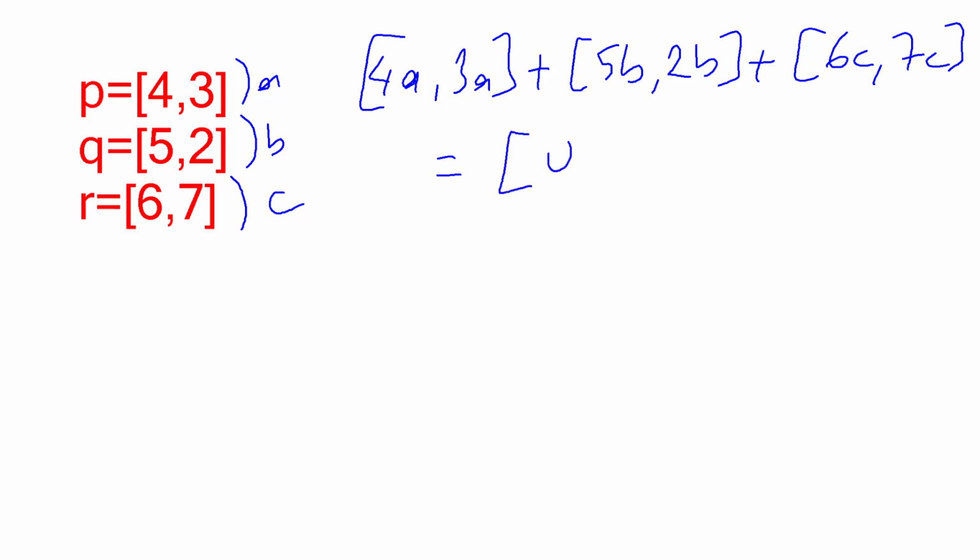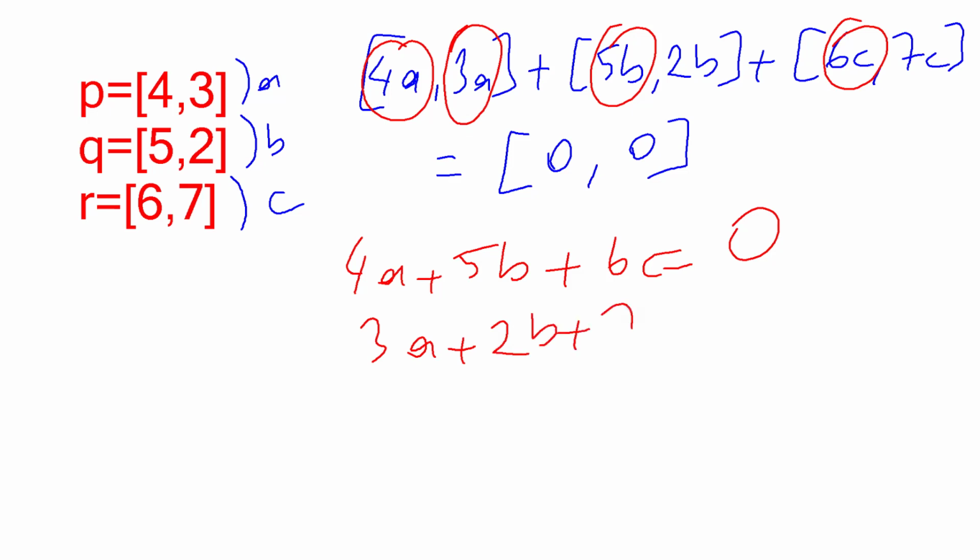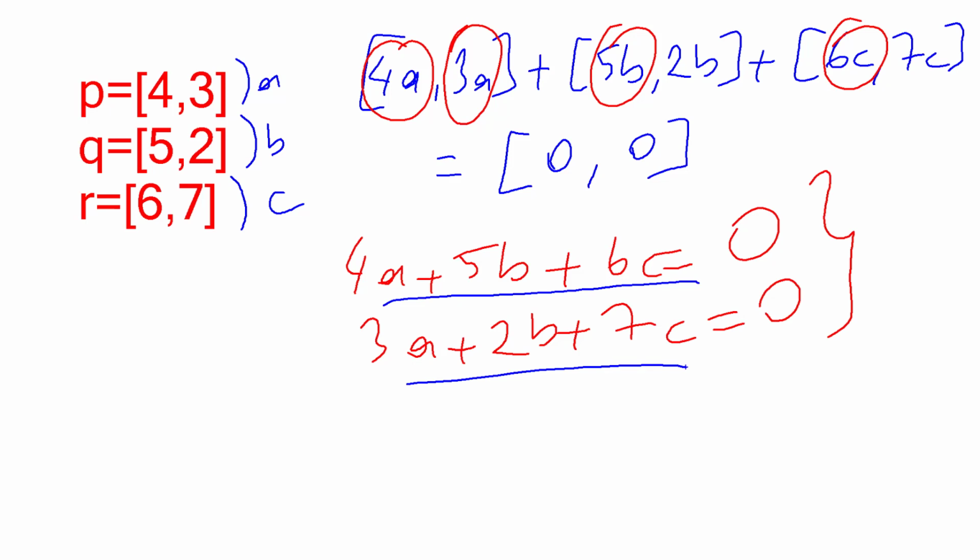In two dimensions, the zero vector would be just two zeros. And we can write this as two different equations. 4a plus 5b plus 6c should be equal to 0. And similarly, 3a plus 2b plus 7c should be equal to 0 as well. There are more than one set of constants a, b, c that will make these two equations 0. We just need to find one set of example values.